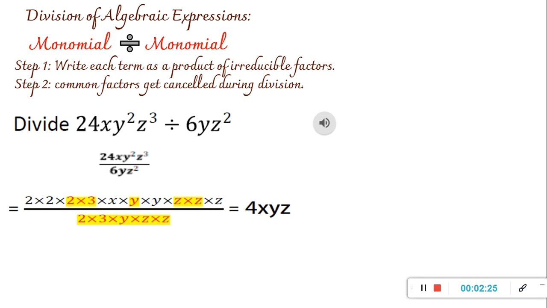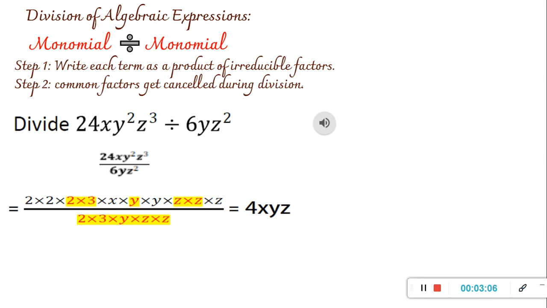Now let's apply the property of division. That is our step number 2. Here we have 2 into 2 into 2 into 3 into x into y into y into z into z into z, this entire thing divided by 2 into 3 into y into z into z. Now we all know that if we divide a number by the same number, we get 1. For example, 12 divided by 12 gives 1. Similarly, if you divide x by x, you will get 1.